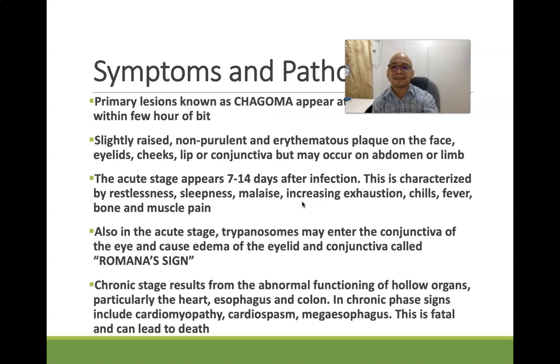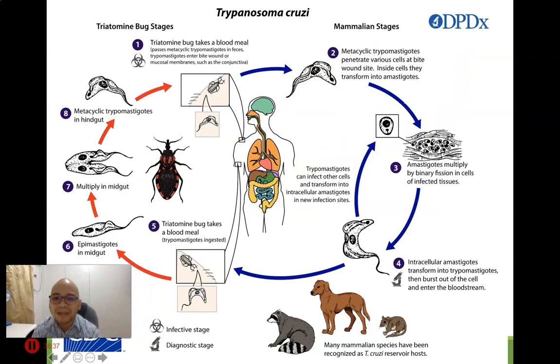Okay, so I want to discuss the life cycle first. So what will happen here? The triatomine bug will take a blood meal. It will pass metacyclic trypomastigote. So that is the infective stage. It will enter through your mucosal membrane such as the conjunctiva, or it will bite you, and then whenever there's a wound, it will defecate on the wound that it has previously bit.